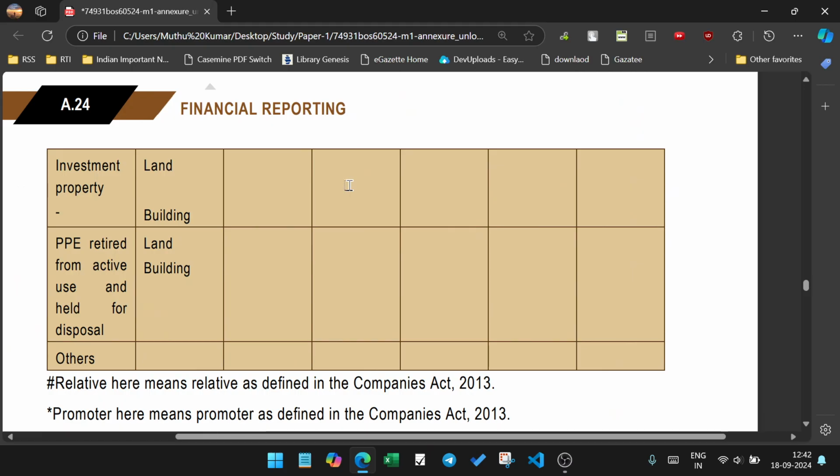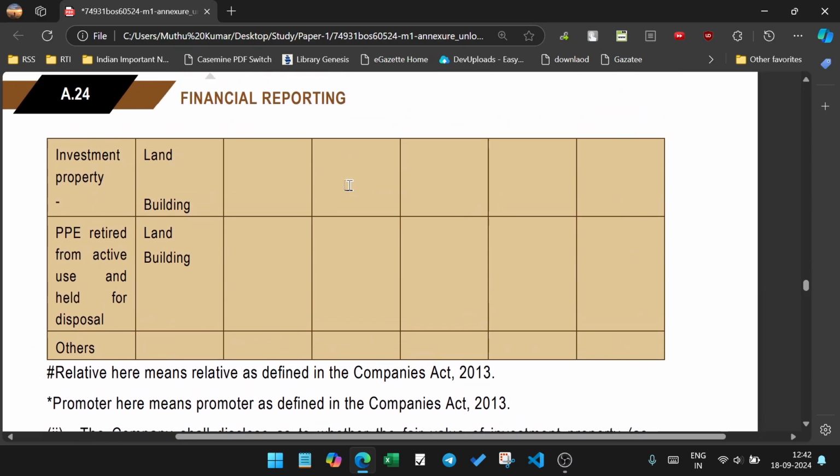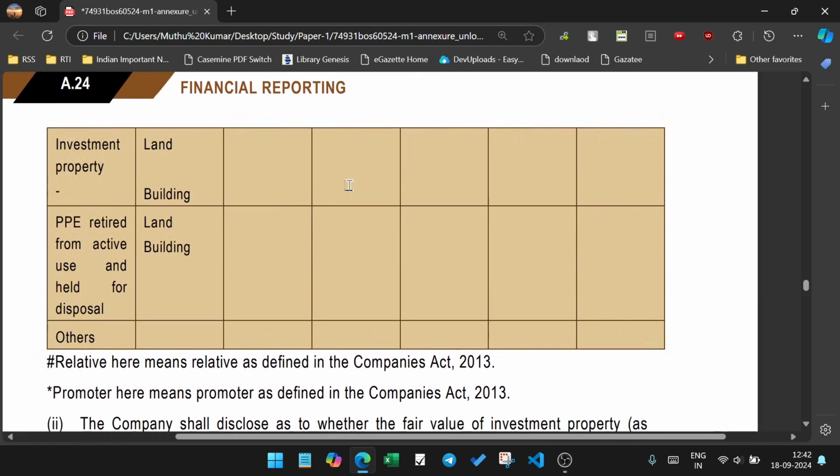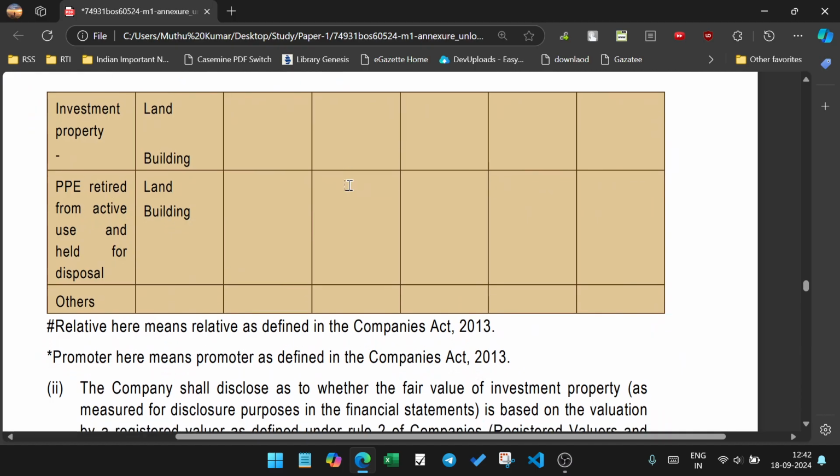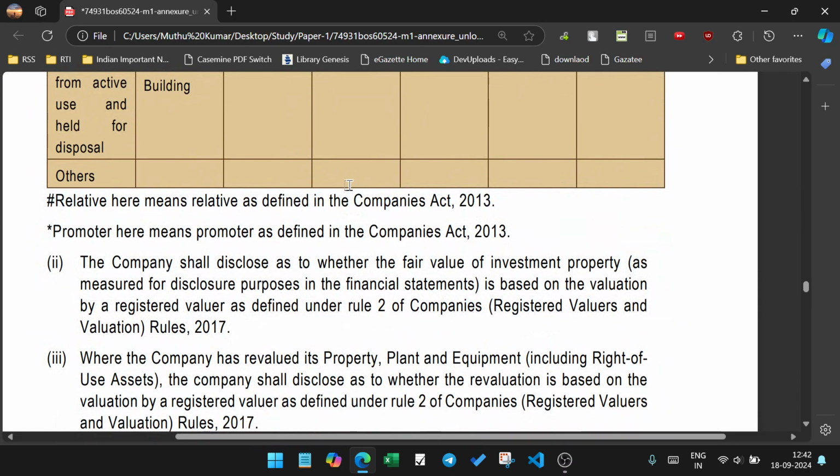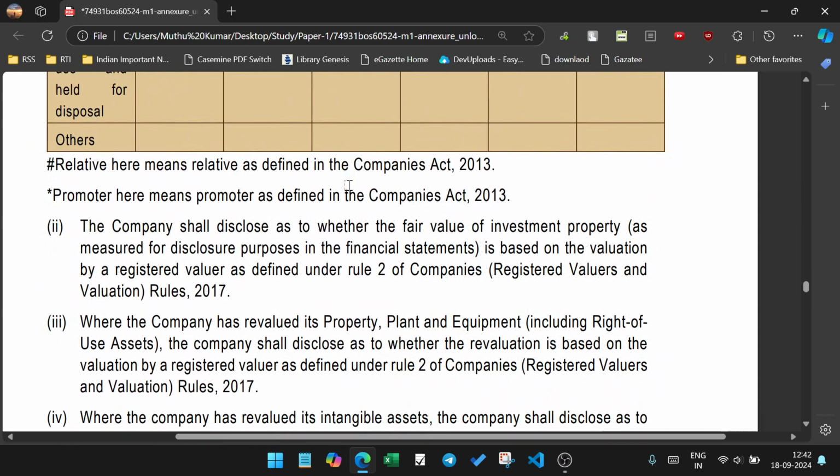Investment property: land, building. Property, plant and equipment retired from active use and held for disposal: land, building, others. Relative means a relative as defined under the Companies Act 2013. Promoter means a promoter as defined under the Companies Act 2013.